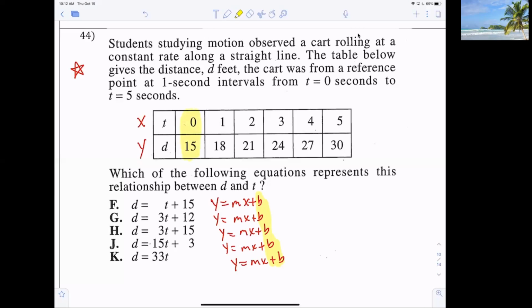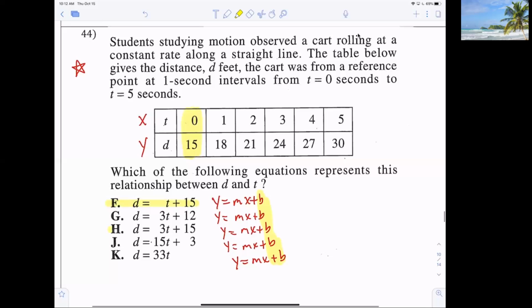So right off the bat, I now know that the answer is either A or E, G, or F or H, because those both have y-intercepts of 15. Now, it would be helpful for me if you would say, man, I have no idea what you're talking about, if you're not sure. So, do you understand the y-intercept is 15?